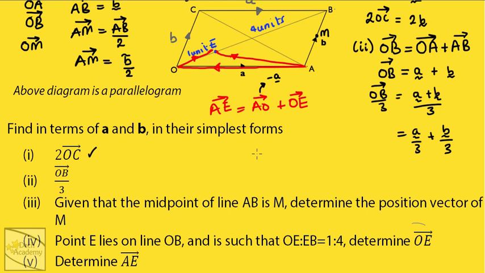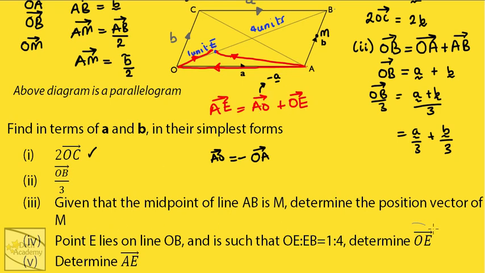Or just as a general rule, AO is going to be equal to minus OA, because the only difference between these two vectors is their direction. In this case, you're starting from A and going to O. In this case, you're starting from O and going to A. The vectors are parallel. They have the same length, but they just have opposite directions. So AO we know. What about OE?